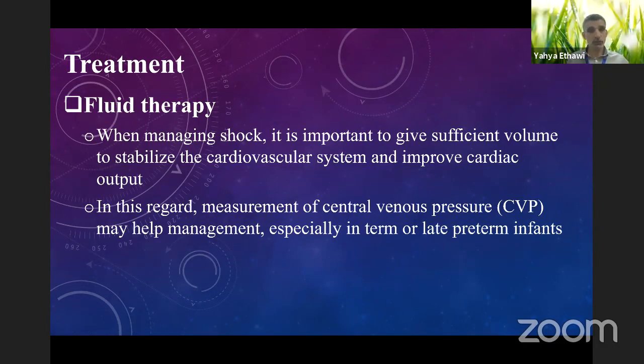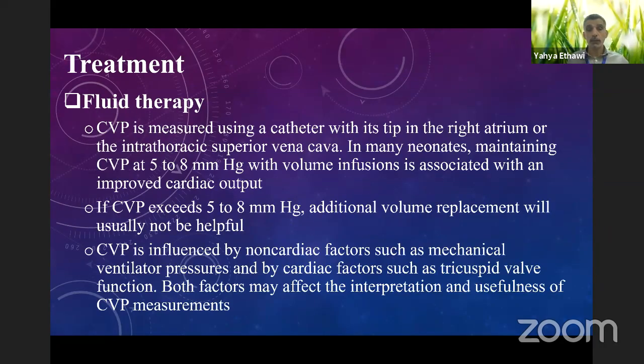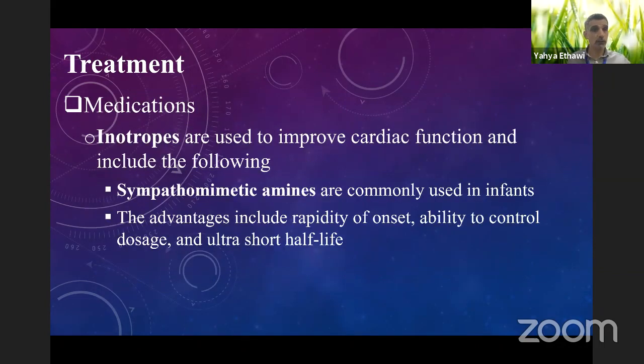You can measure the central venous pressure, rarely used, but sometimes it can be. The central pressure should be maintained somewhere between 5 to 8 millimeters of mercury, but again, most of the time we do not measure it. If you measure the central venous pressure, you need to make sure that you don't have structural heart disease and that the ventilation does not affect the situation.